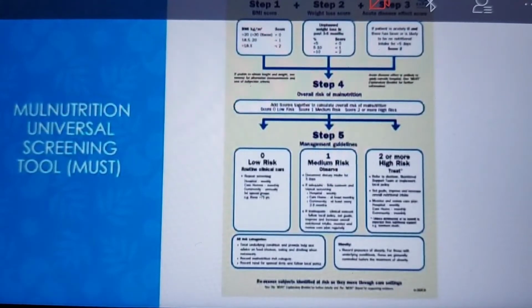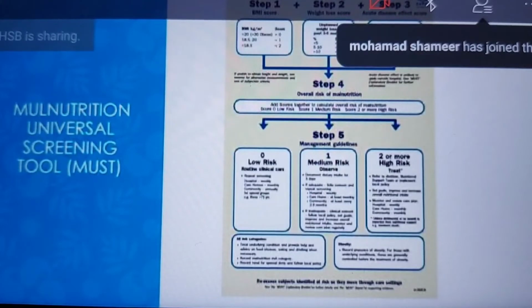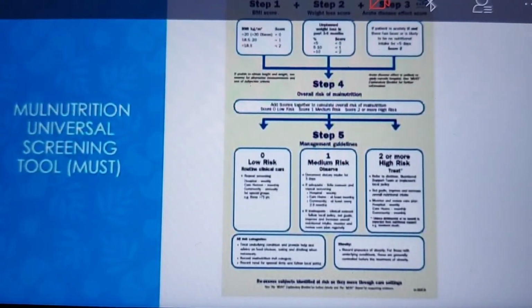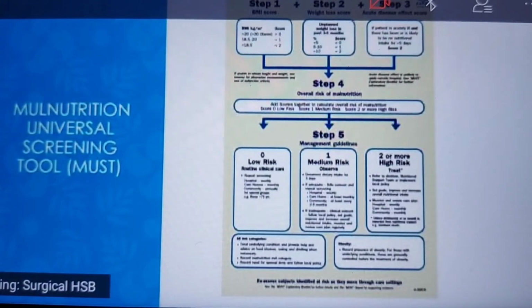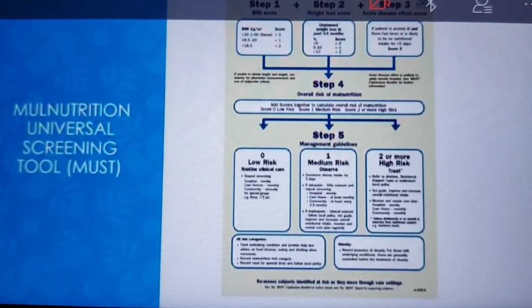So this is the Malnutrition Universal Screening Tool, the MUST. We have 5 steps altogether. First step, we have to calculate the BMI score of the patient, and then the weight loss score. The third one is to determine the acute disease effect score. Sorry, it's a bit blurry. Then the fourth one, we add the 3 scores, and based on that, a score of 0 is low risk, score 1 is medium risk, and score 2 or more is high risk. And step 5 is management based on the scoring itself.